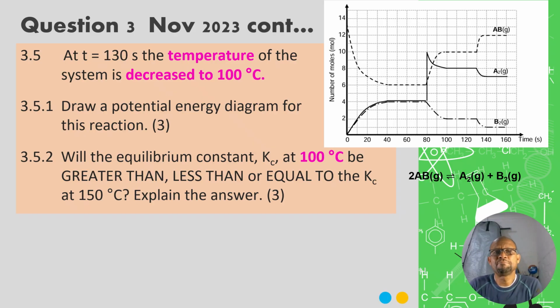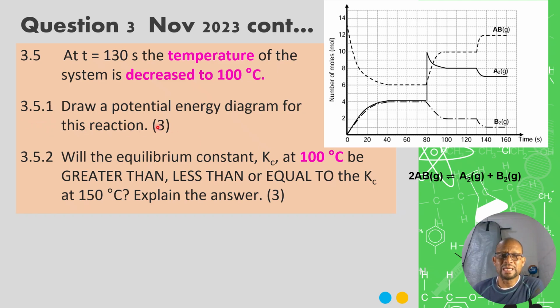3.5, at time t equals 130 seconds, the temperature of the system is decreased to 100 degrees Celsius. Now, go back to the first part of your question, the information that they give you, and have a look at what they've given you. Now, they've given us the original temperature as 150 degrees Celsius. Here, they say that temperature decreases. Now, remember that temperature is the only factor that's going to influence Kc. So we can expect that Kc is going to change here to some degree.